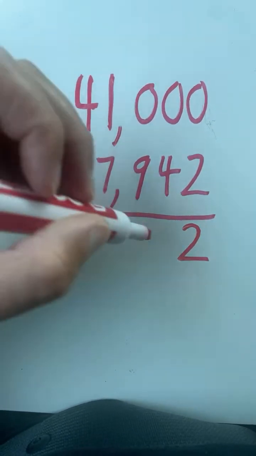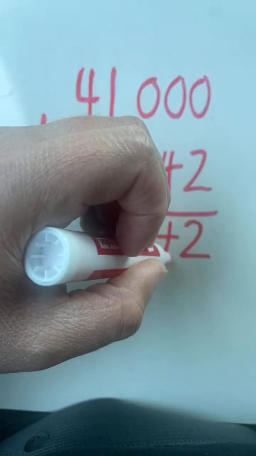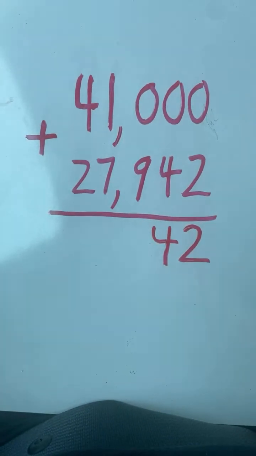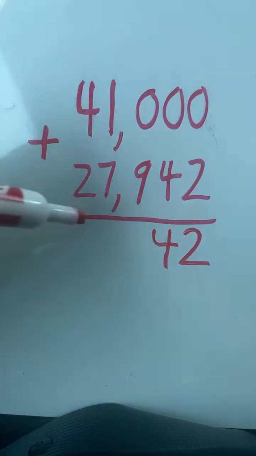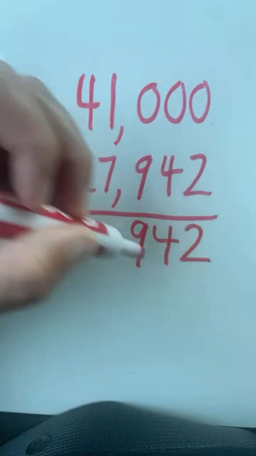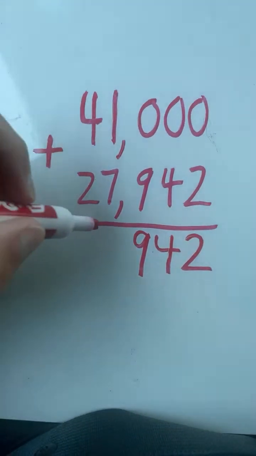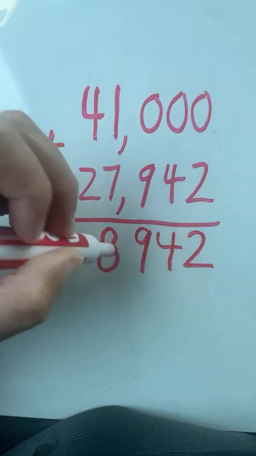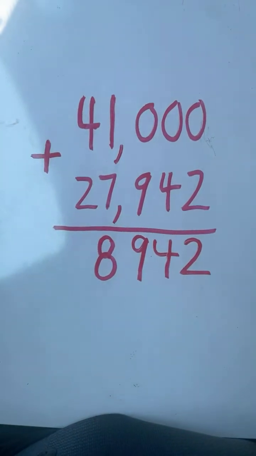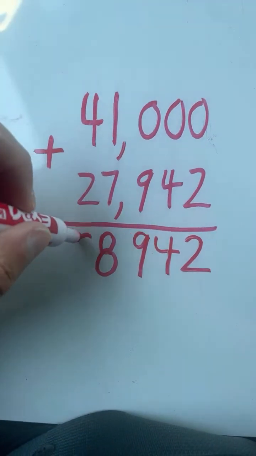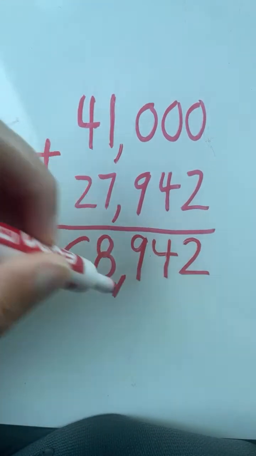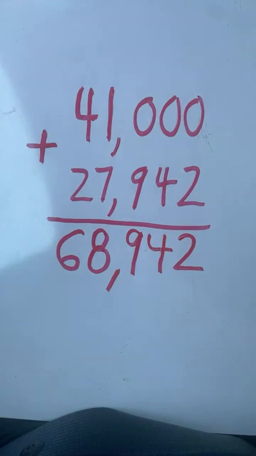0 plus 4 equals 4. 0 plus 9 equals 9. 1 plus 7 equals 8. And 4 plus 2 equals 6. And we have our final answer.